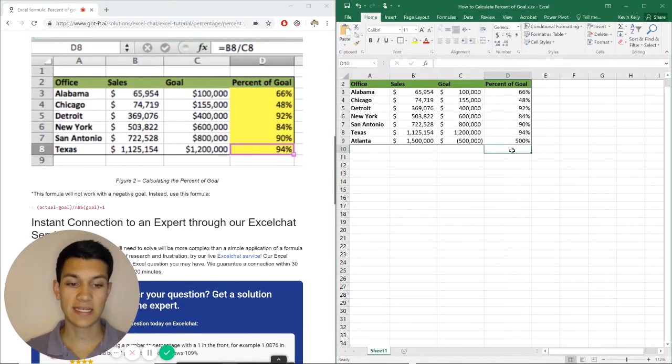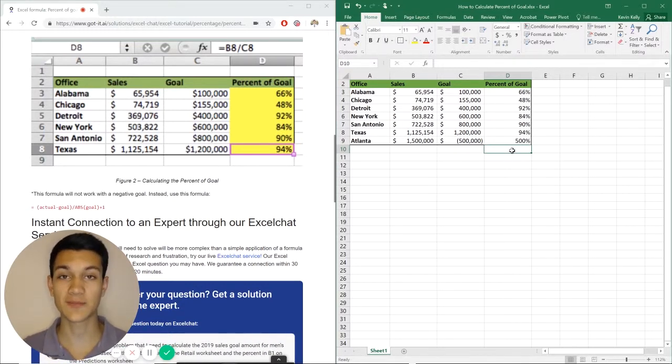And as you can see, in reality, our goal was negative. And since we made so much money at 1.5 million, it is actually 500% of the goal that we set out at -500,000. Again, not really a realistic scenario, but just in case you see any negative numbers, that's how you would deal with them. Just use an absolute value.